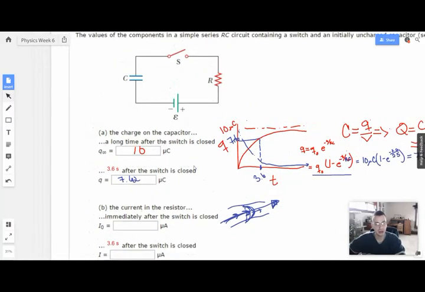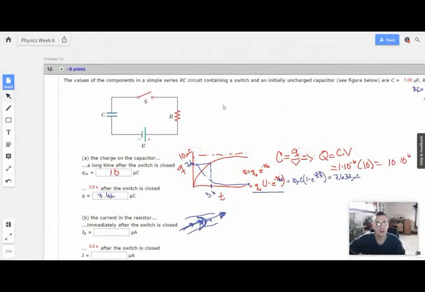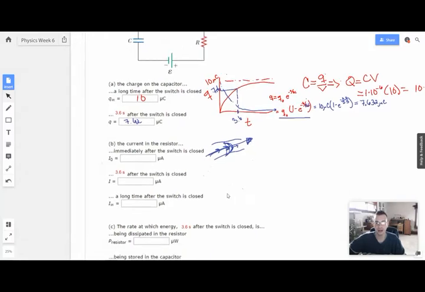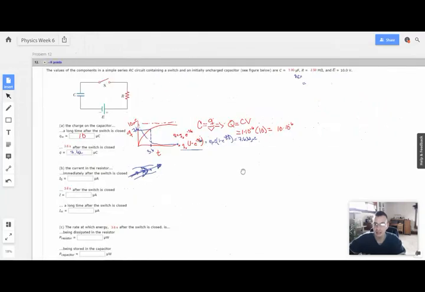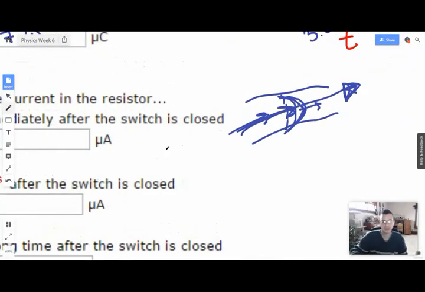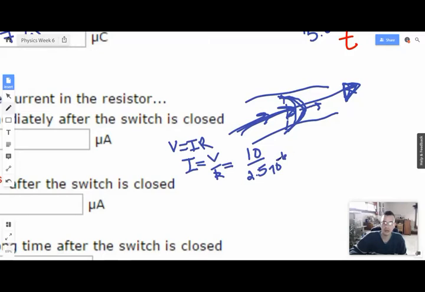So immediately after the switch is closed, with the capacitor initially uncharged, we model this as a wire, and we just find the current through the resistor as normal. So we have what? Is it 10 volts? 10 volts and 2.5 megohms. So we just do V equals IR here, which tells us that I equals V over R, which is 10 over 2.5 times 10 to the 6th. 10 divided by 2.5 is 4, and then this will be microamps. So this will be 4 microamps.